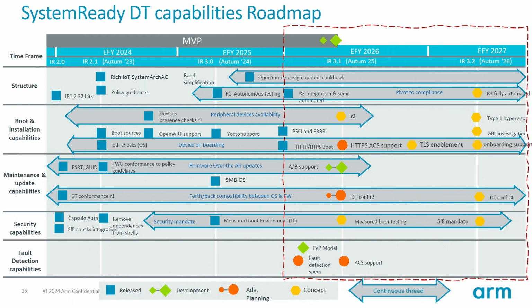This is the infrastructure of ACS, the pivot to compliance, and things we have done in terms of boot and installation capabilities. So things around maintenance, security, and now we have a new swim lane, which is the fault detection capabilities. In 2026, you can see what we have discussed so far: the GBL investigations, the type 1 hypervisors, and a few other bits and pieces. This is what we are heading towards in the coming years.